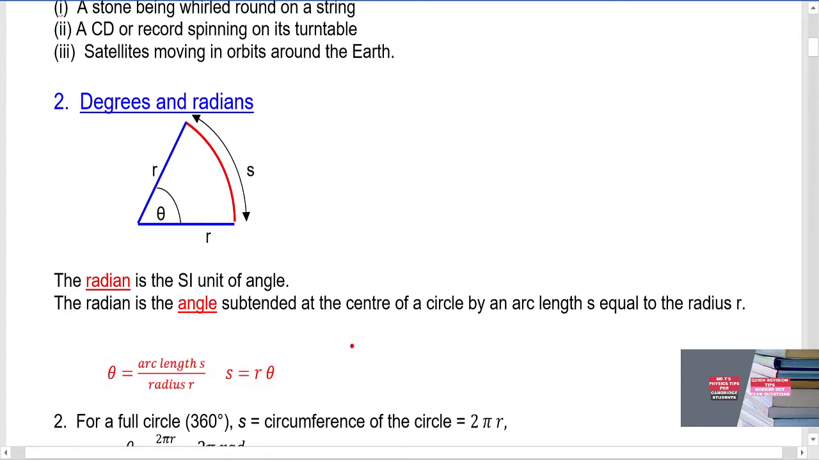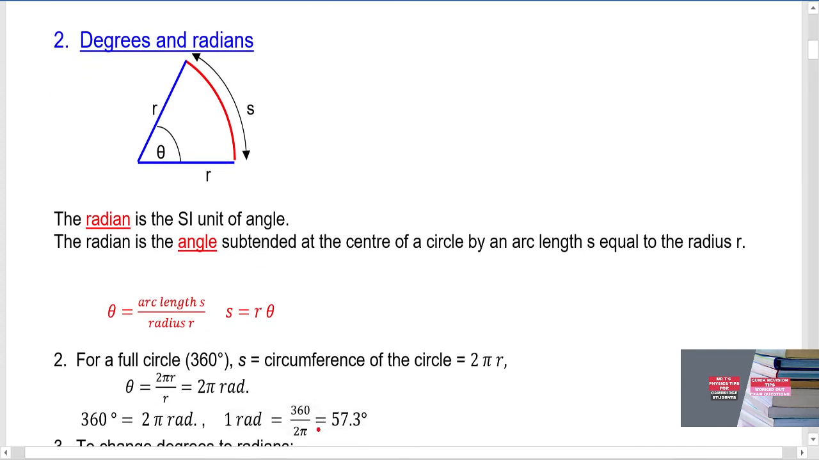Now for a full circle, that is when the object has gone through 360 degrees, you have 2 pi radians. But how do you get these 2 pi radians? From the formula, S is equal to R theta. The radius is R, and the arc length for a complete circle is the circumference, which is 2 pi R. So theta will be equal to 2 pi R over R, which is 2 pi radians. Okay, so we have gone through a complete circle.